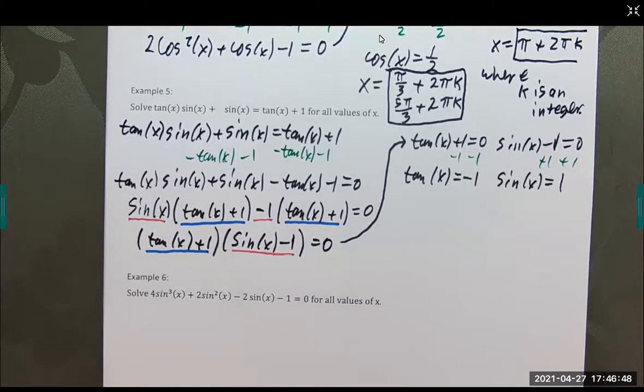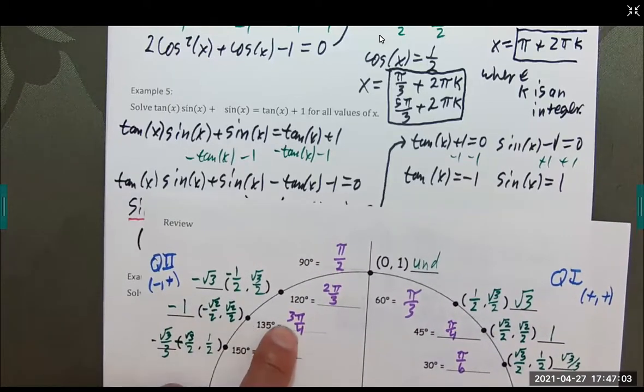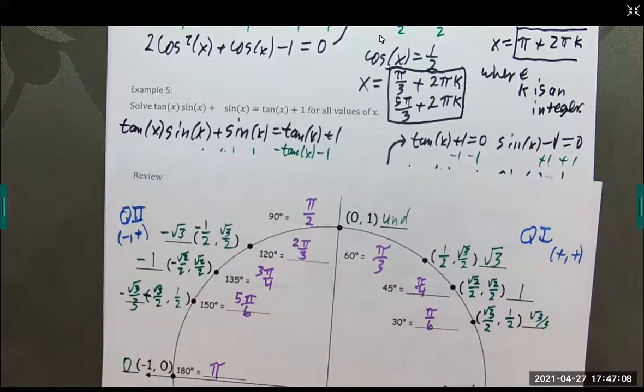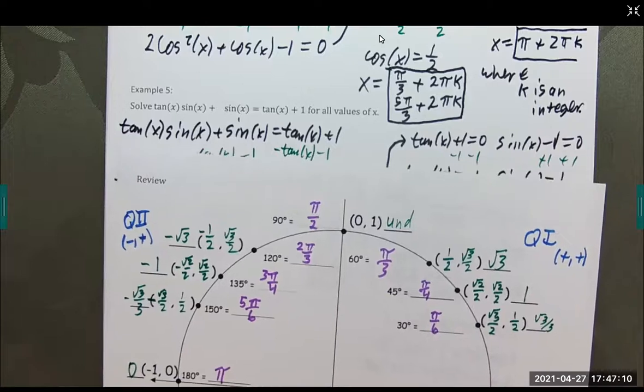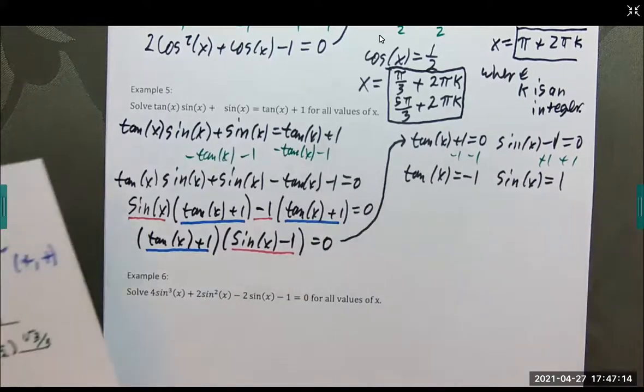So I want to know where tangent is equal to -1. Tangent is negative in quadrants 2 and 4. So for tangent equal to -1, I'm at 3 pi over 4, and I'm down here at 7 pi over 4. Now notice it wants all values. So I want to do this.